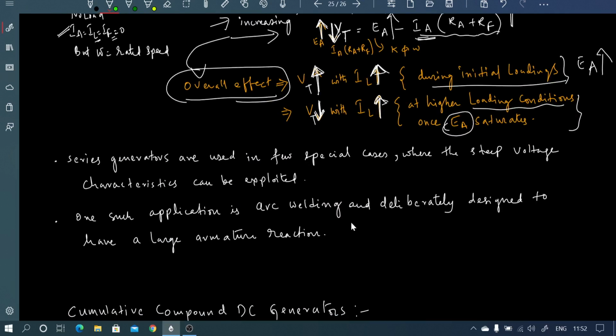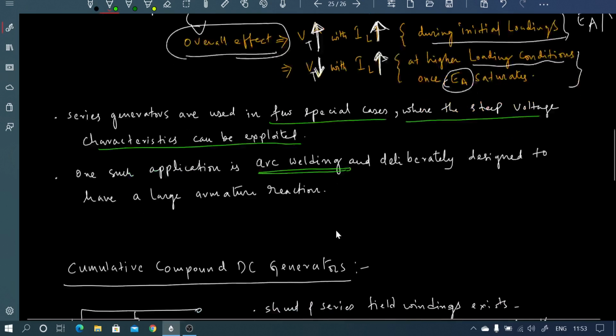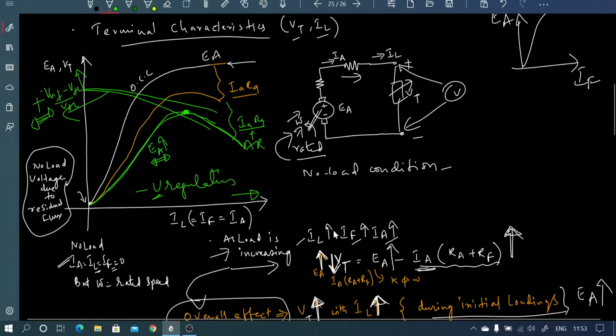Now series generators are used in special cases where the steep voltage characteristics can be exploited. Shunt generators and compound generators are widely used, but series generators are specially used where this type of characteristics is more suitable, right? Now one such example is arc welding. During arc welding, this negative slope is an advantage, right? This is what arc welding requires, this sort of characteristics.